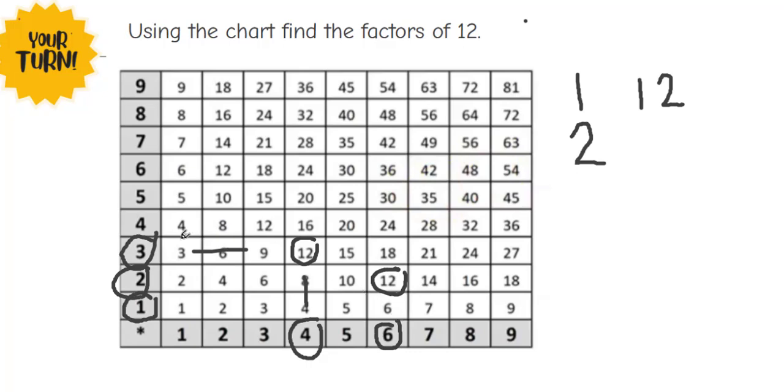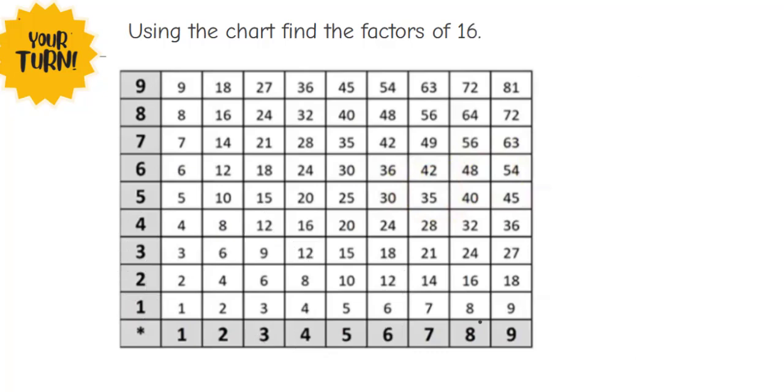It's up to you. Here's 4. 4 is also a factor because we see a 12 here. Now, 4 times 3. So now we're kind of repeating ourselves, right? So that's when you stop. So 1, 2, 3, 4, 6 and 12 are all factors. We're going to pause the video.